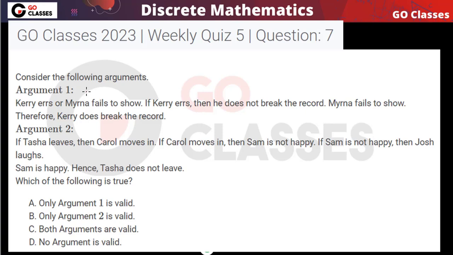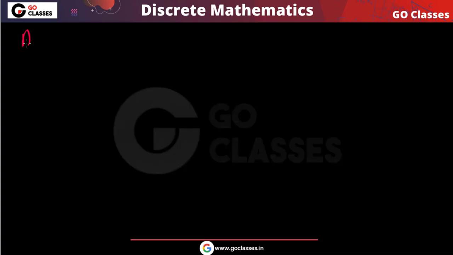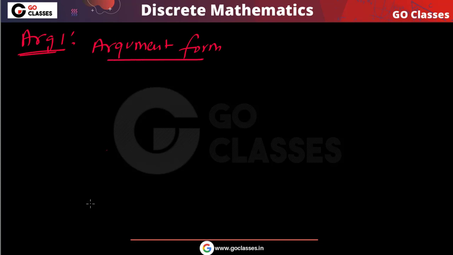First, you convert it into argument form. So this is the first step. Always what you do, you convert. This is the English format. So you convert this English format into propositional logic format, into mathematical format. So first, for this argument one, you create the argument form. So what will be the argument form of this argument?